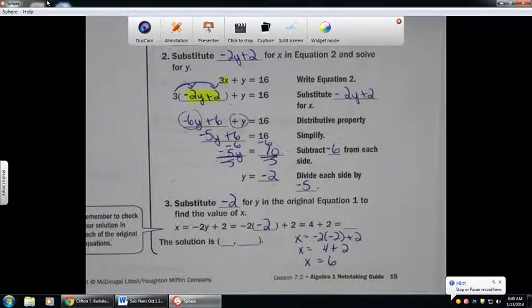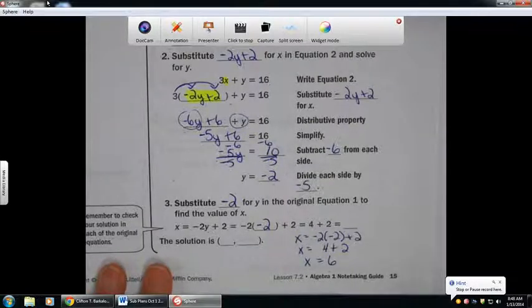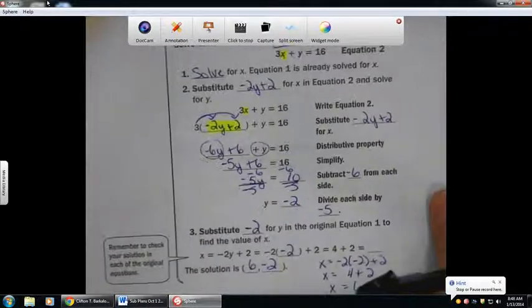So now we have our solution. Our x-coordinate is 6, and our y-coordinate is -2. To check your solution, you go ahead and plug it back into the original equations.